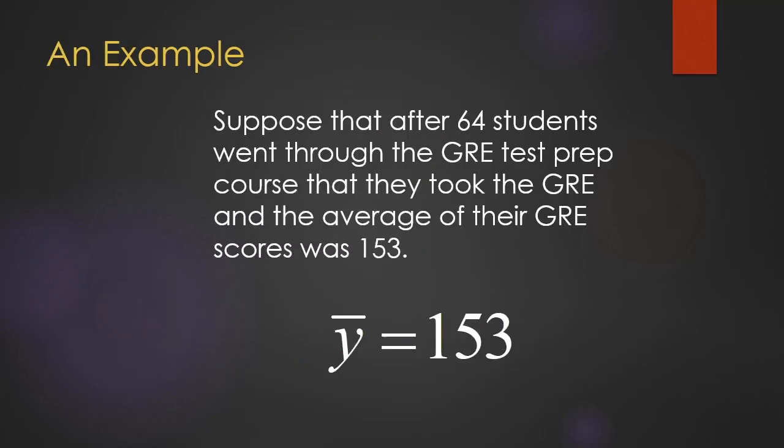So let's look at an example. Suppose that after 64 students went through the GRE test prep course, they took the GRE and the average of their GRE scores was 153. Now we know that for the general population, the average of GRE scores is 150. So we're interested in knowing, what about if everyone took this test prep course?